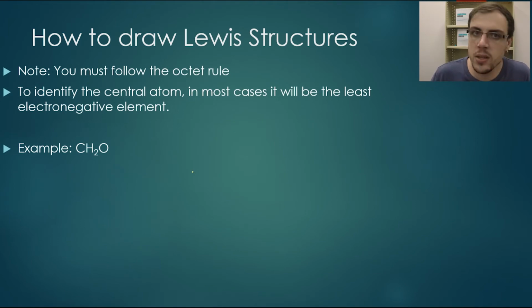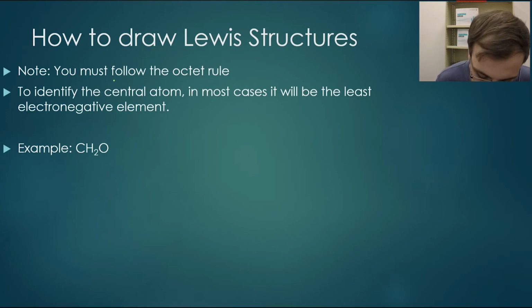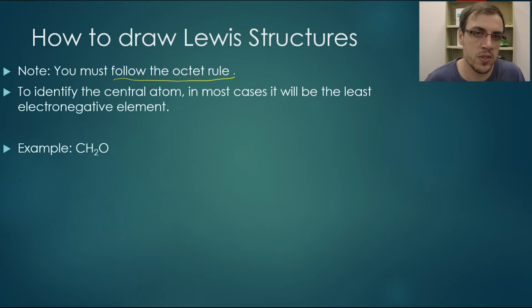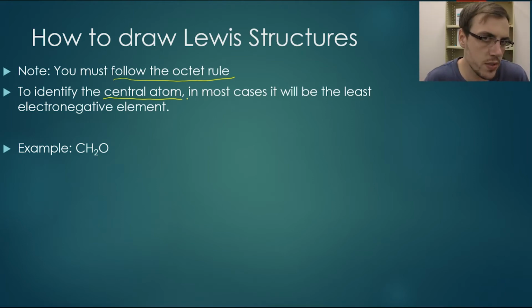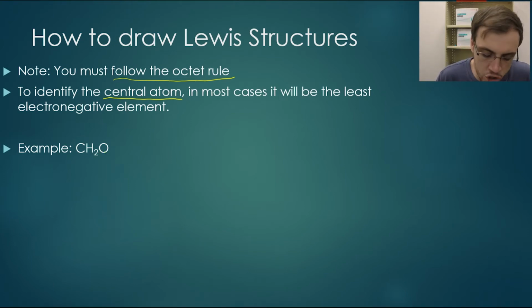The first thing that we need to do, which I have said in the previous slide, is that we must follow the octet rule, and that is that all elements strive to have 8 electrons in their outermost shell. In order to draw these Lewis structures, the first step is to identify the central atom. In most cases, this will be the least electronegative element. So let's look at CH2O.